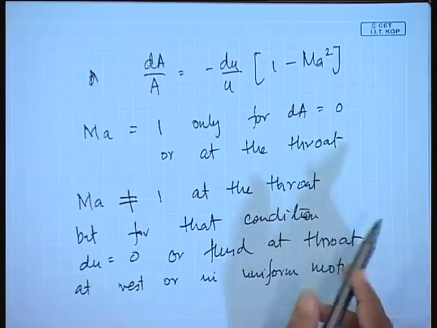First thing we get is that if we want choked flow condition, if we want Ma equals 1, that can only happen at the throat where dA equal to 0. We cannot have Mach number equal to 1 under any other condition. Number 2, that does not imply that Mach number has to be equal to 1 at the throat, or in other words, that flow has to be under choked flow conditions at the throat. We can have a nozzle or a converging diverging nozzle also where the flow throughout is subsonic.